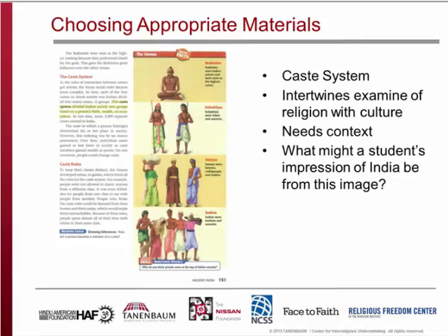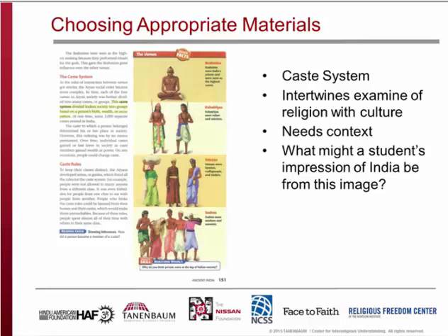In this example that you see on the screen right now, this was actually provided to us by Morley Balaji, who's on the call with us from the Hindu American Foundation. And what you see is, I want you to just focus on the image, less on the text. This is a page from a textbook. It attempts to discuss the caste system in India.